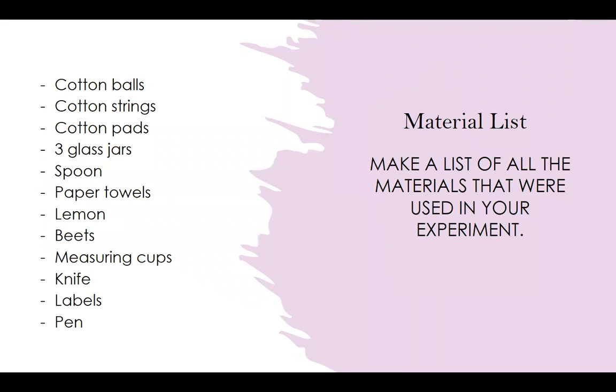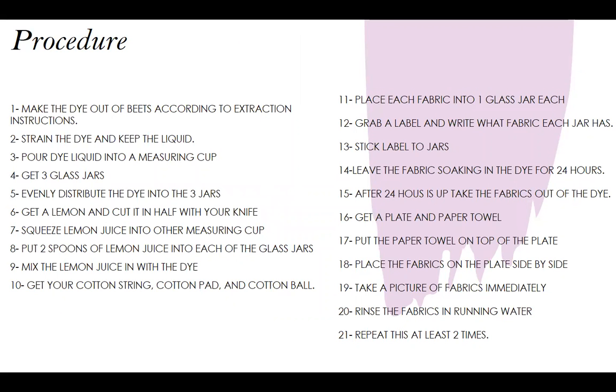Here's my material list. My procedure: the first thing I did was make the dye out of beets. Then I let my fabric soak in the dye for 24 hours, and after 24 hours, I took them out of the dye, and my results were ready.